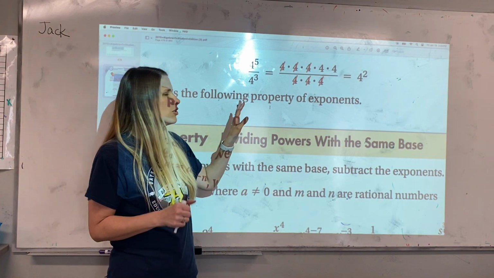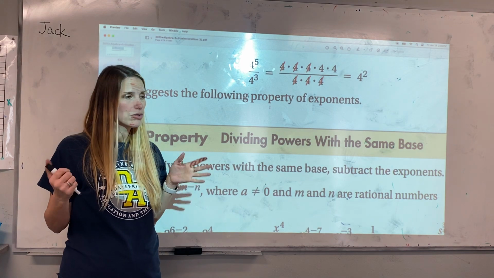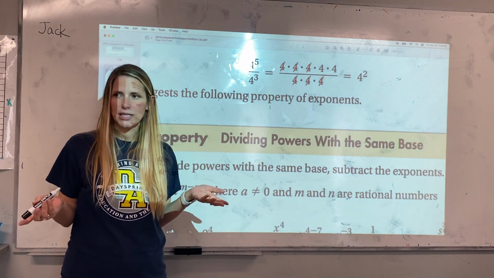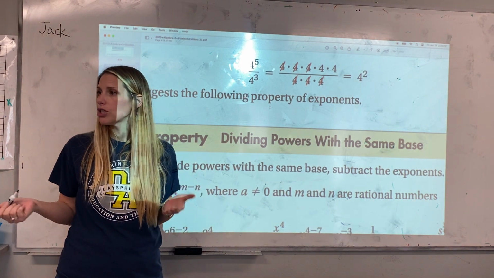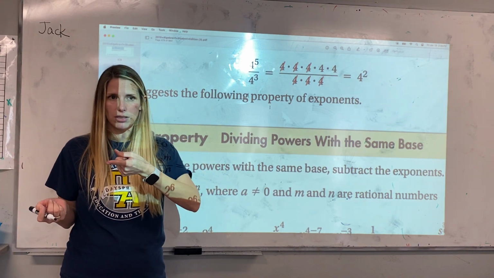Okay. So today we're doing division properties with exponents, and the good news is it's basically the opposite of what we learned about multiplication, which makes sense because division is the opposite of multiplication.